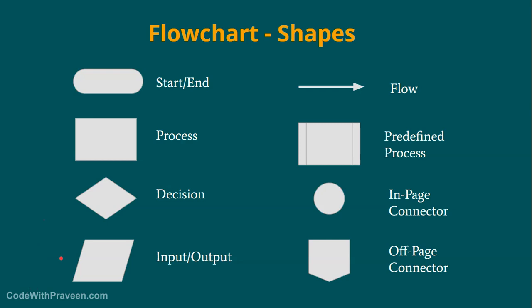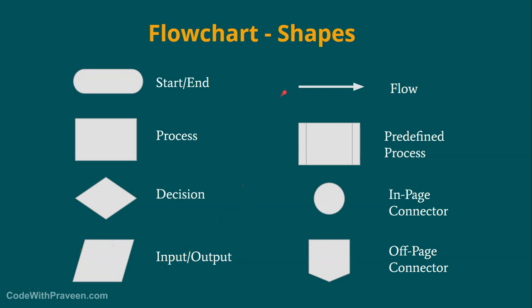And next we have the input output, where this refers that certain input has to be taken from the user, such as reading from a file or getting an input from them, as well as if you want to print something or you want to save to a file, so those fall under the input and output category.